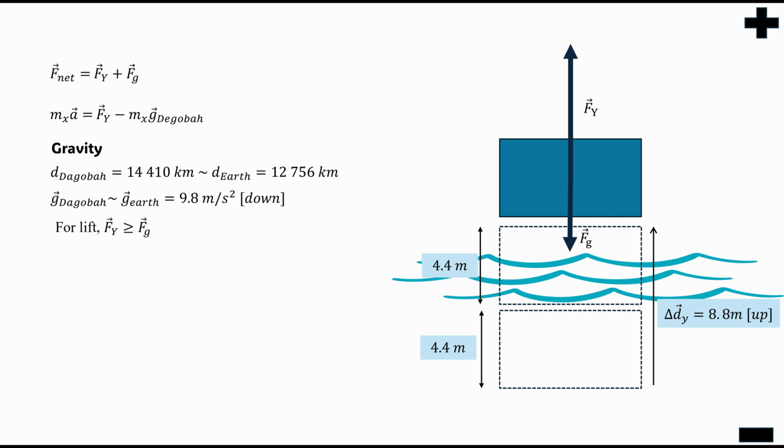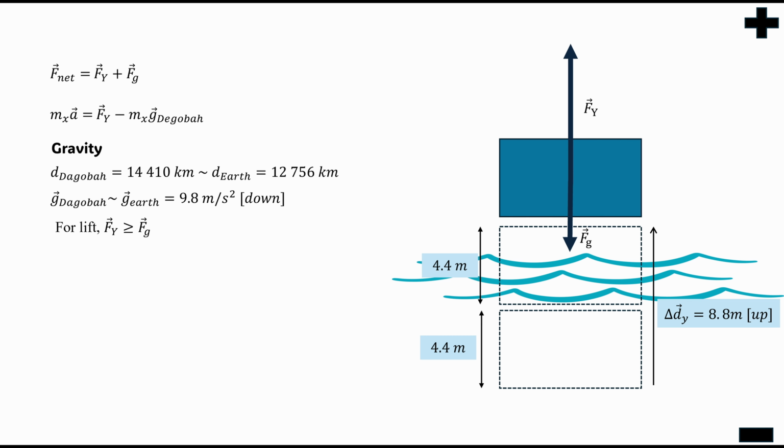Since there is no canonical value for Dagobah's surface gravity, we must consider a real-world analog. Dagobah's diameter of 14,410 kilometers, which we can get again from Wikipedia, is most similar to Earth's diameter at 12,756 kilometers. Thus, in the absence of contradictory information, it is reasonable to approximate that the gravity of Dagobah will be most similar to the gravity of Earth, as in 9.8 meters per second squared.